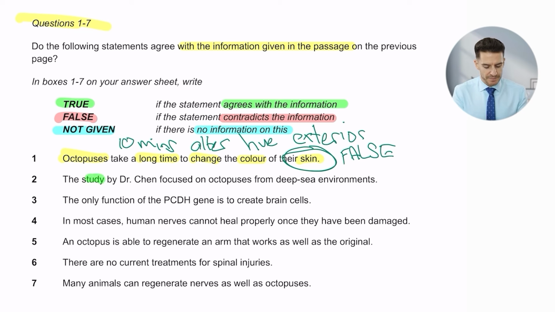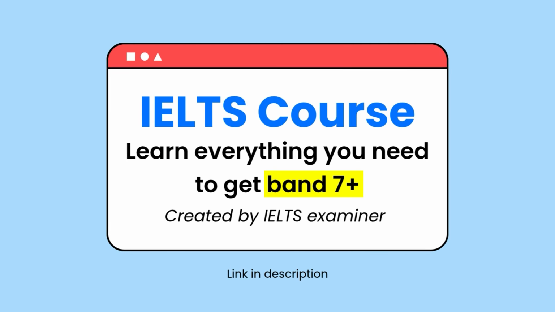The study by Dr. Chen focused on octopuses from deep sea environments. So whenever you get something like this, a name, that is fantastic because you can't paraphrase a name, so you should be able to find where that's located in the passage very, very quickly.